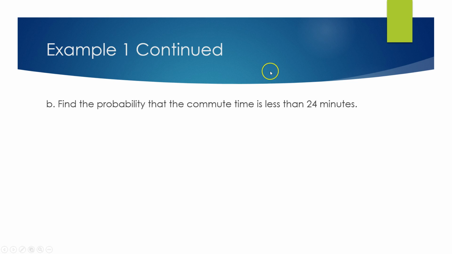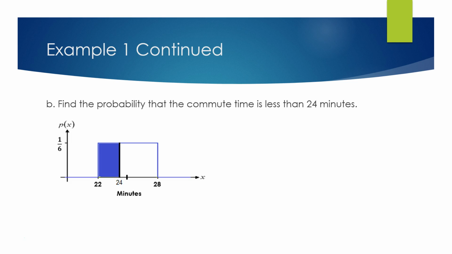So next we want to answer questions using our distribution. B says find the probability that the commute time is less than 24 minutes. And this is when we want to use the item in that general info for the uniform distribution that said area and probabilities are synonymous. So basically they're interchangeable, they're exactly the same.